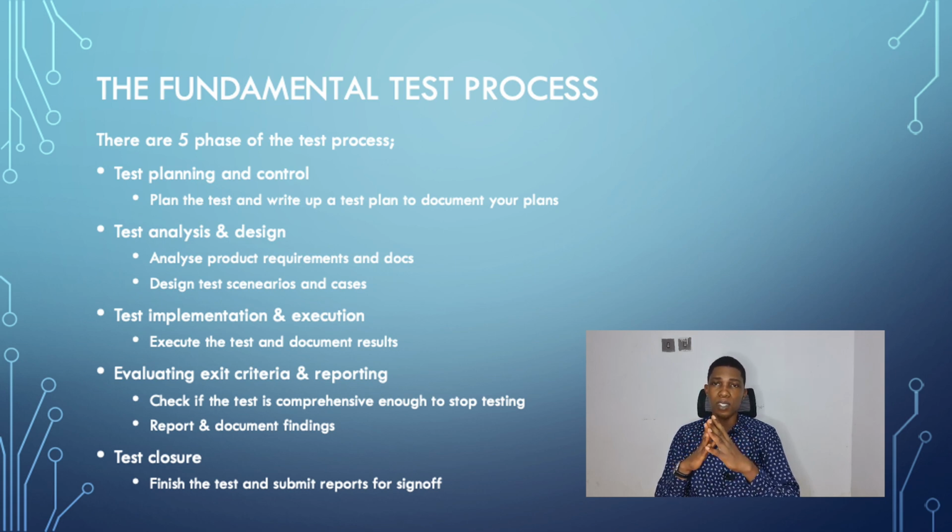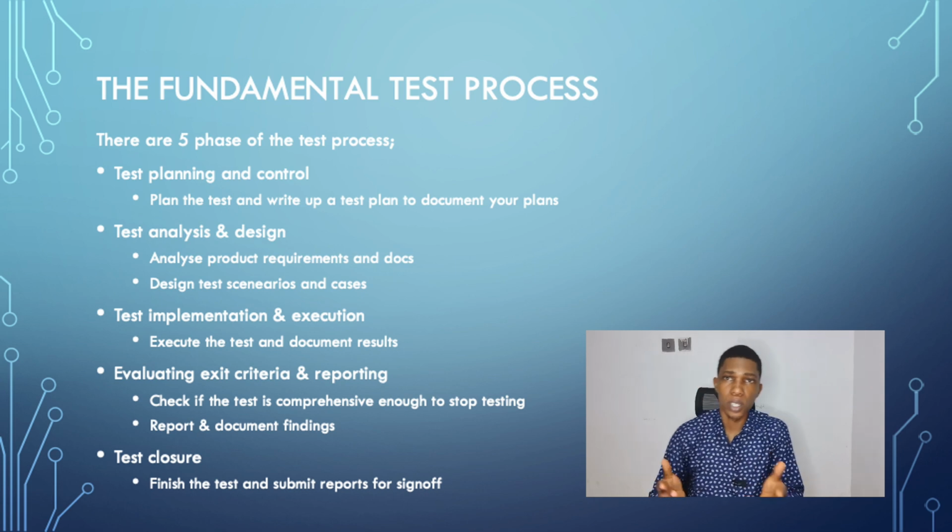So when those defects have been fixed, the developer is going to come back to the QA and say, hey guys, I fixed this defect. And the QA is going to rerun the test to confirm that those defects discovered have been fixed. And that's it for test implementation and execution. So we're going to the fourth phase, which will be evaluating exit criteria. Evaluating exit criteria means determining what makes you stop testing that software product.